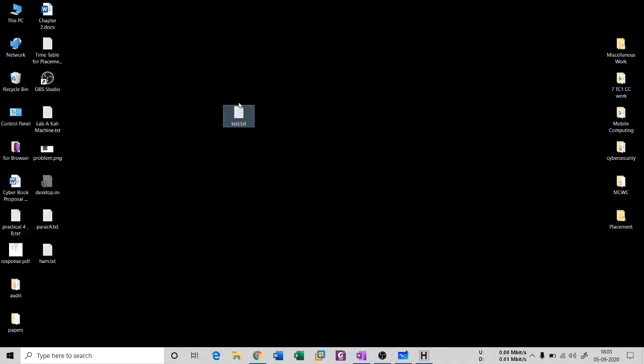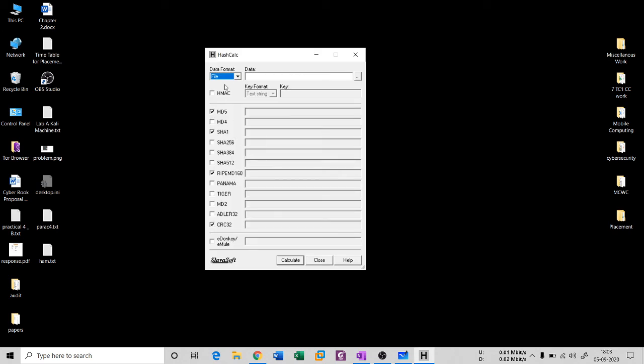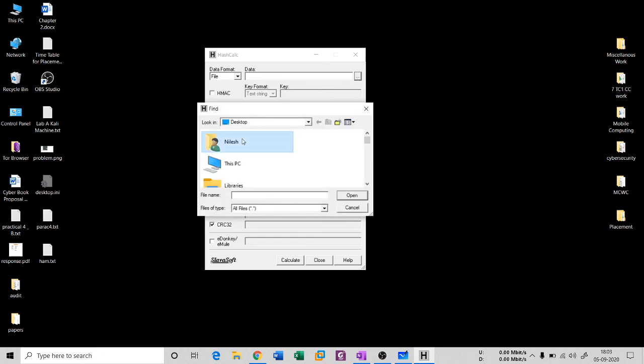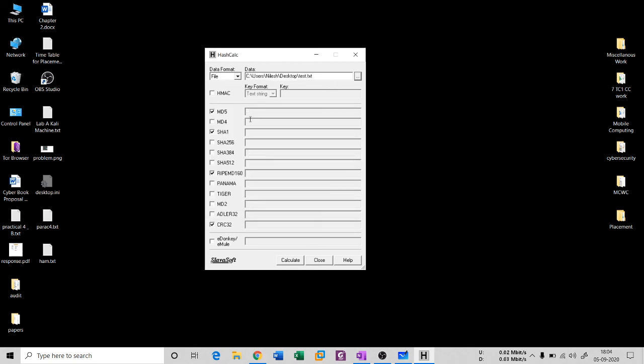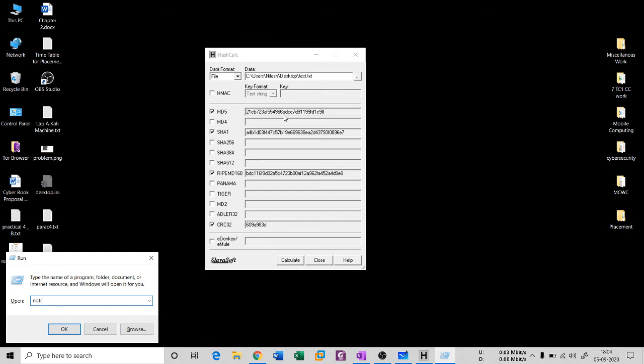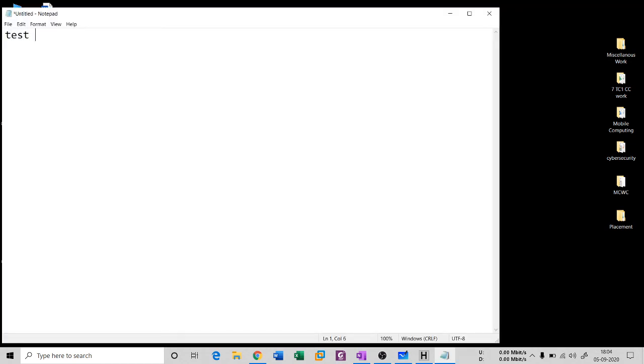This is the string, and now this is the test file, and I have a program, HashCalc. I have a file here. What I'm going to do is browse that file from the desktop. The desktop has a file, test.txt. I'm going to open it, and you will see that it will calculate the hash. So this is the calculation. MD5 is this. So let me take this MD5 algorithm. This is the whole string that I was saying. MD5 will calculate the hash. So I'm taking this hash into a different notepad. So I have a test.txt with some text, which gives me this MD5 hash.